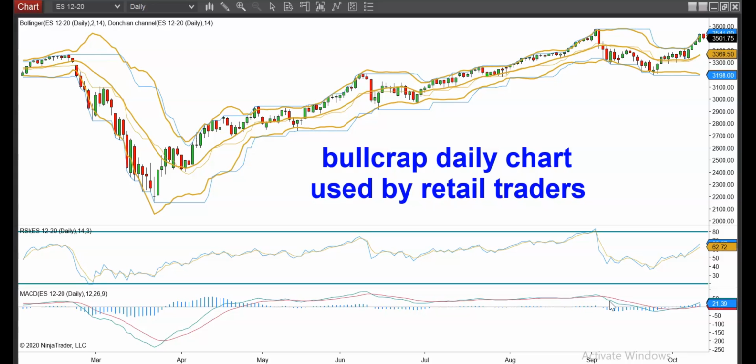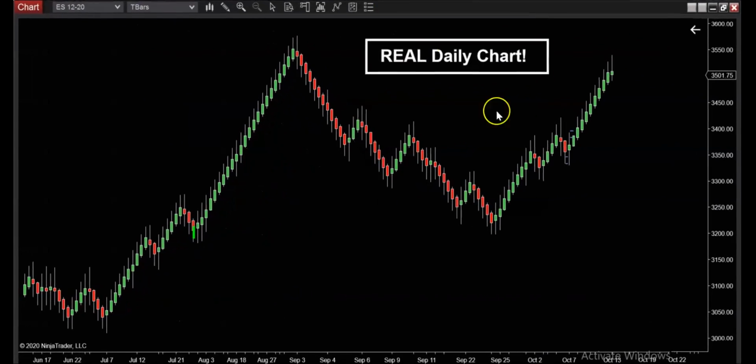The first thing we got to do is what? We got to clean up the chart. We got to go to a professional trading chart, right? So with one click of my mouse, I'm going to take this chart right here, and I'm going to make it look like this, all right?